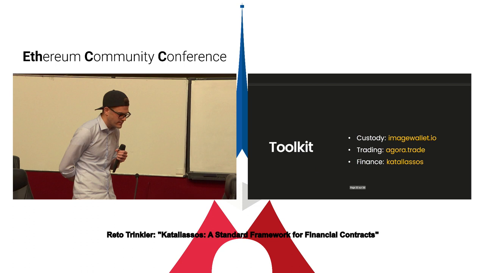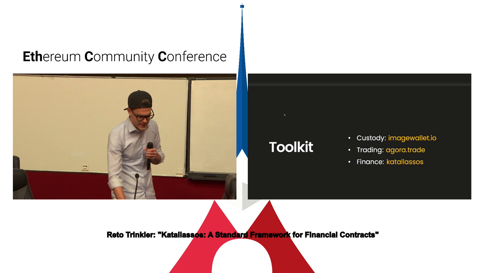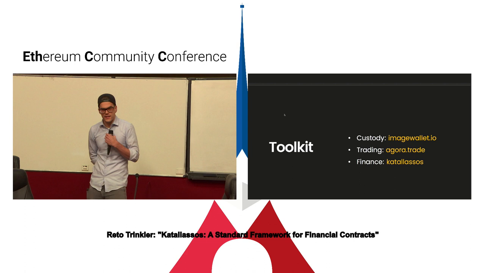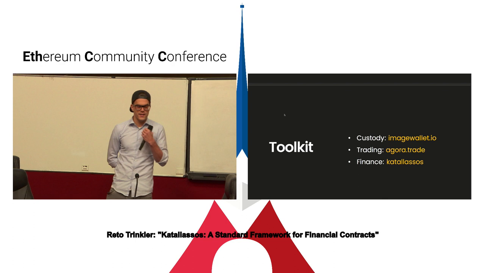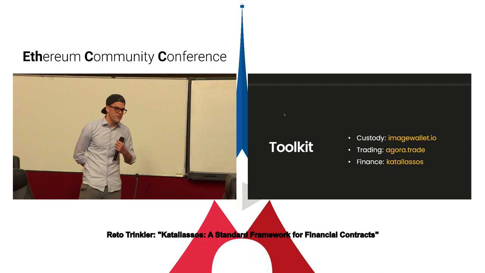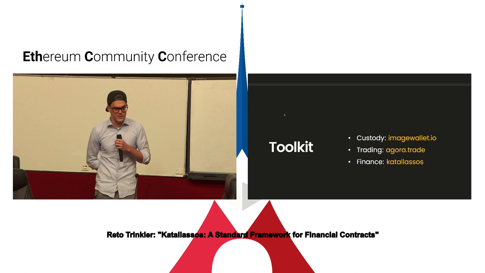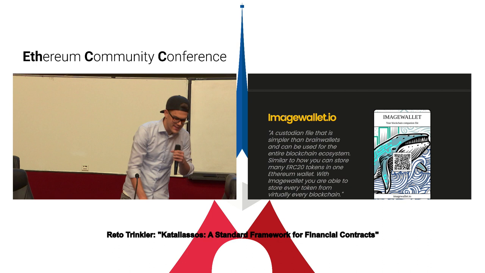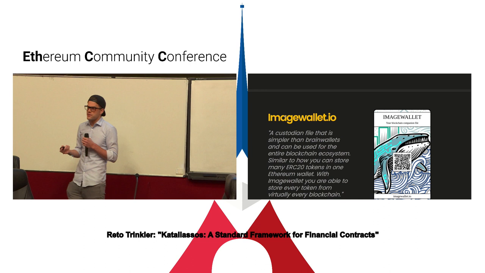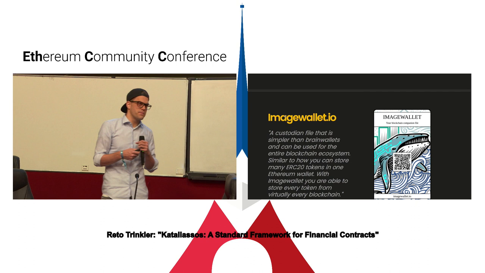Then a bit on the toolkit that we're building around Catalassos. There's this image wallet, which is really a custodian solution. We are building an exchange, which is called Agora Trade. And finally, Catalassos. The image wallet is this concept where you have a QR code, and that QR code is a seed. Using the BIP44 standard, we derive private keys, and that works for pretty much any network. So with that file, you can hold pretty much any cryptocurrency.